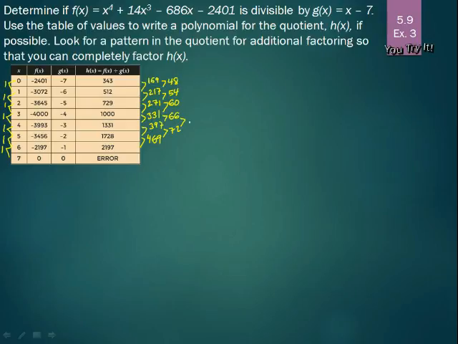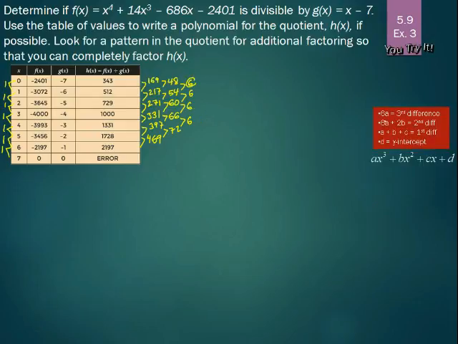So 72 minus 66 is 6. 66 minus 60 is 6. 60 minus 54 is 6. And 54 minus 48 is 6. All right, so we see that it will be a cubic function since our third difference is the same. And so let's go ahead and look at our rules for our cubic.